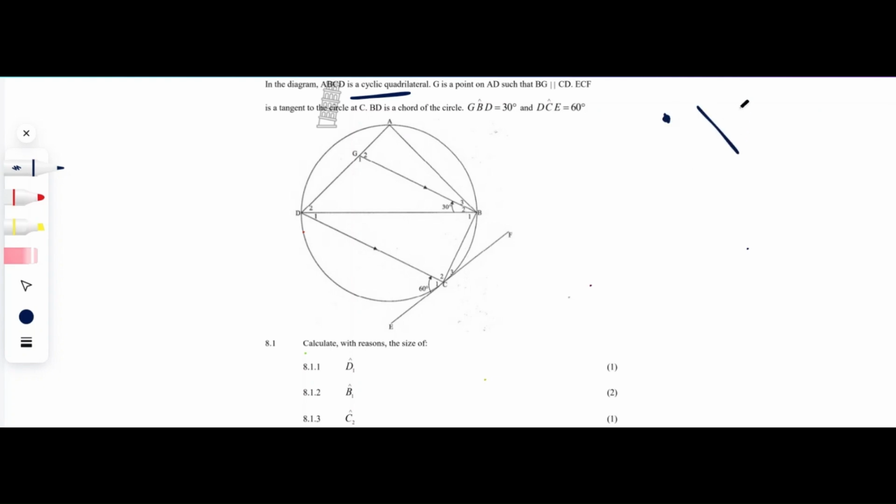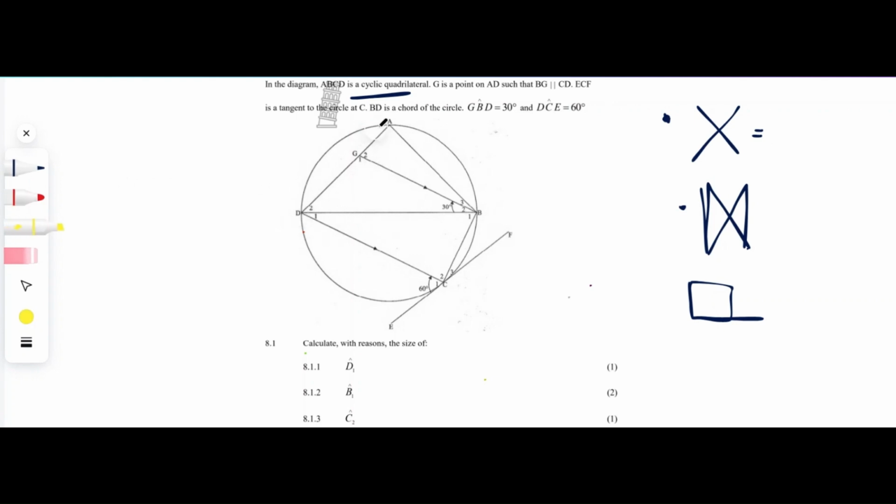We think of opposite angles of a cyclic quad are equal to 180 degrees. We think of that. What else do we think of, guys? We think of angles in the same segment. What else do we think of, guys? We think of exterior angle of a cyclic quad. So now let's first start off with opposite angles of a cyclic quad are supplementary. They're equal to 180 degrees.